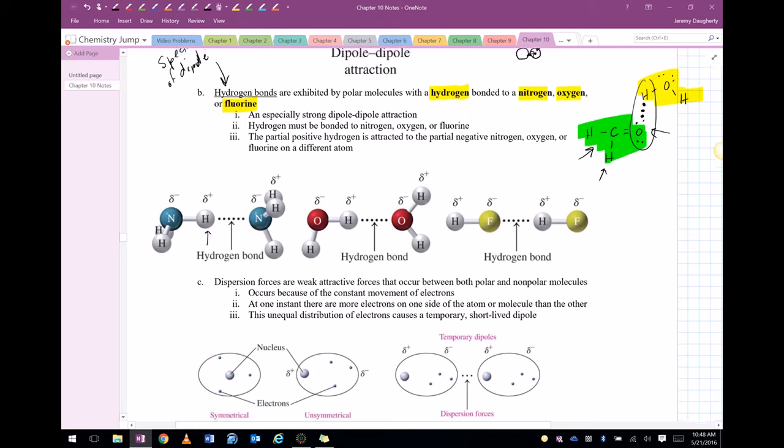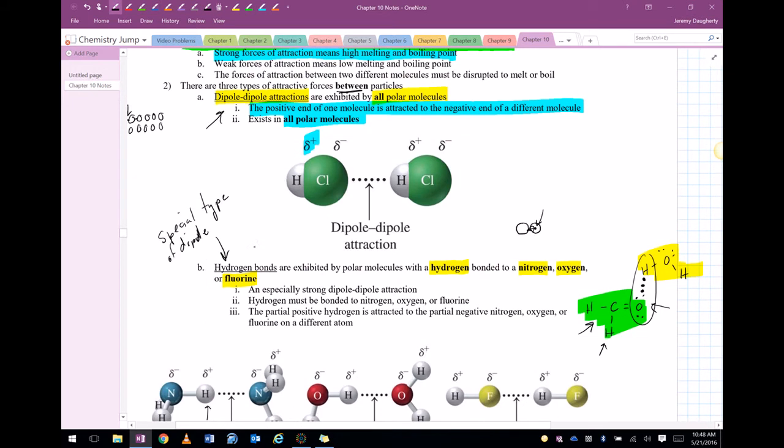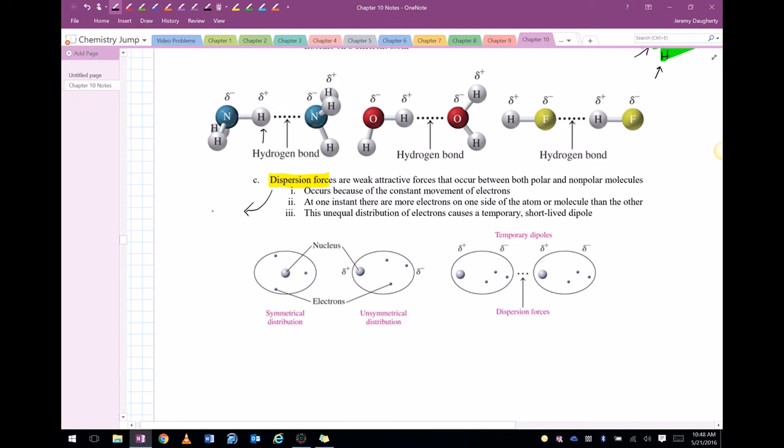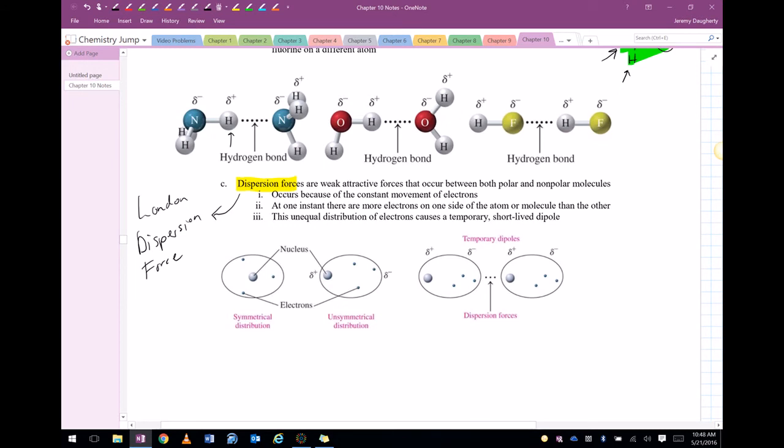intermolecular forces. So far we have dipole-dipole force of attraction. We have a hydrogen bond force of attraction. The final one is a dispersion force, or what is often called London dispersion force. Okay? Now these are relatively weak, but they are huge and important. They play a very important role in molecules and in the macro structure. So like I said, they are weak but very important.